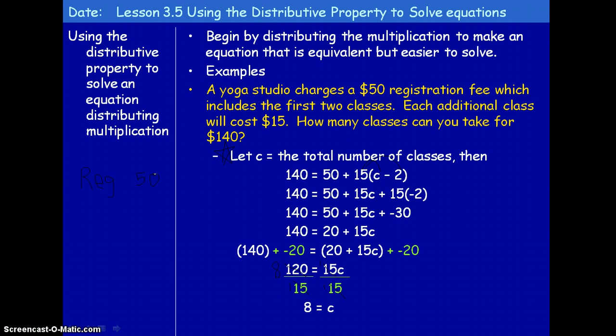And then I would pay $15 for each of the classes except for the first two. So that means I am taking 6 times 15. I did not pay the $15 for the first two classes. And if I multiply 6 times 15, the result is 90. Therefore, I can see my $140.